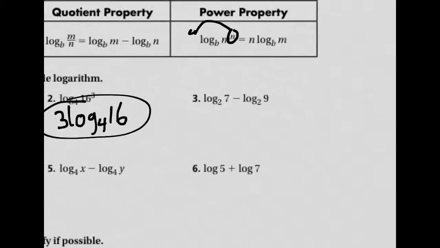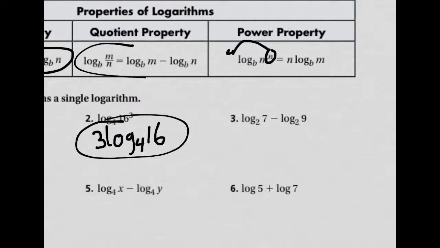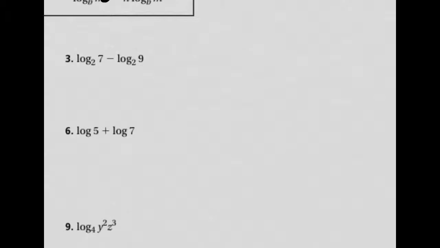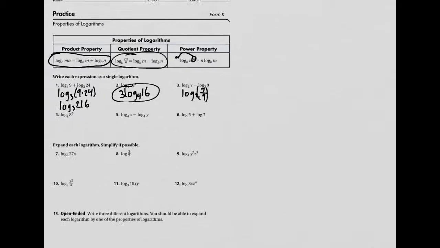Okay, now let's look at number 3. Log base 2 of 7 minus log base 2 of 9. They have the same base. I see subtraction, which tells me that I'm going to be using the quotient property. Subtraction turns into a division of the two numbers. So what I'm going to do here is write log base 2 of 7 over 9. And that's my final answer. There's nothing else to do there.